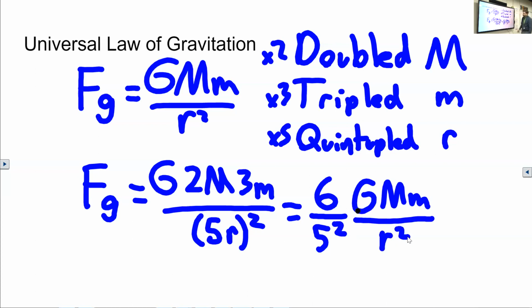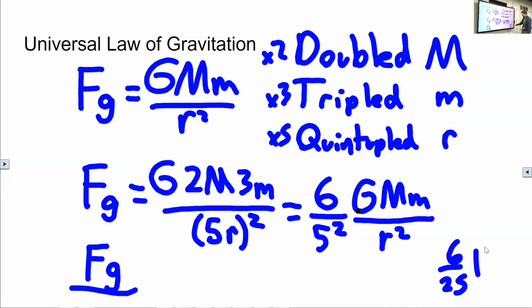And so basically, what would change? Well, we would have an initial force of just FG. That's what we would start with. And then at the end, we would have a force that is 6 over 25 FG. That's what would happen if we made all those changes. The force would change by that much. It's very common to get questions where they ask you how much does it change and what that looks like. So any questions on my quick rundown of the entire unit?